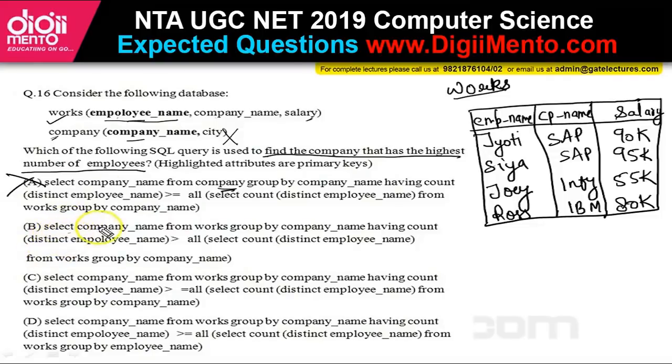The B option says select company name from works group by company name having count distinct employee name greater than all select count distinct employee name from works group by company name. So it is a related query. What we will do is first run the inner query and then run the outer query. The inner query says select count distinct employee name from works group by company name. So first let's group the companies. The first group is company, and I need to write only company names, so I will write SAP.